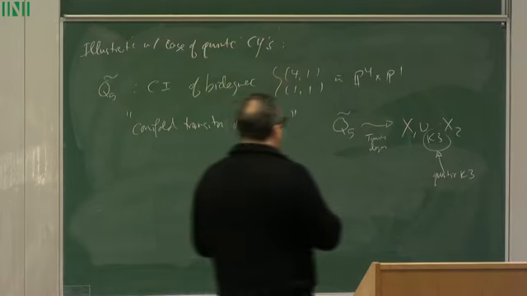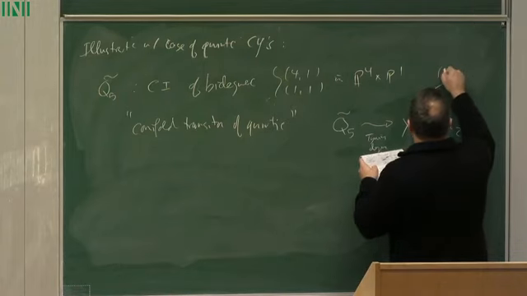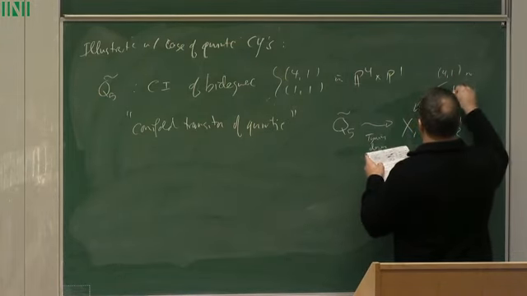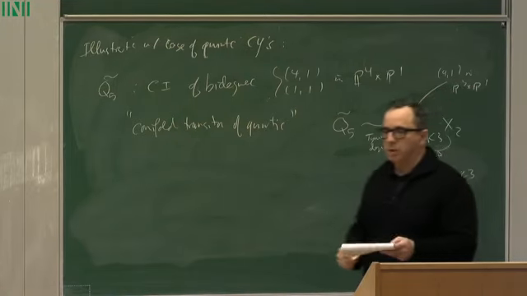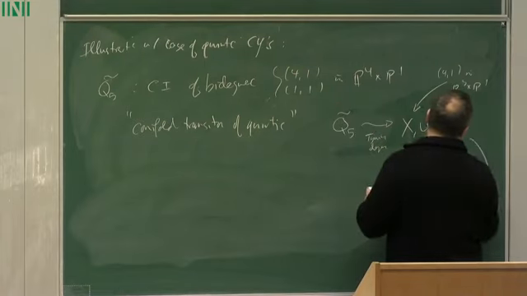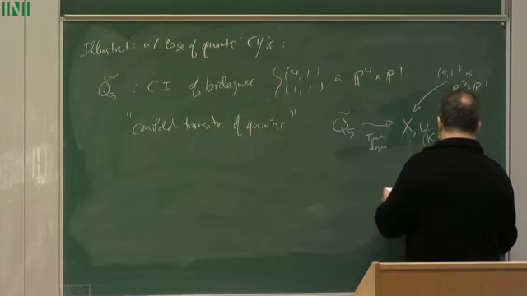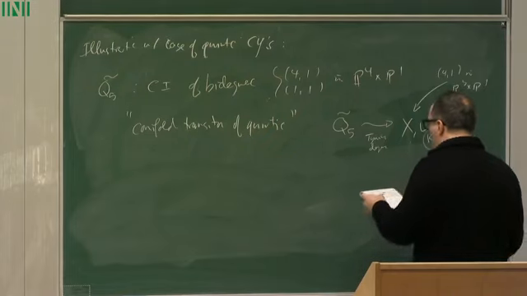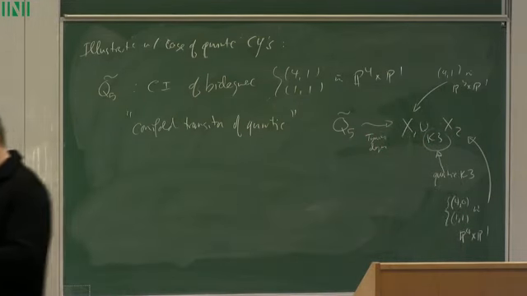Now, what are X1 and X2? Well, X1 is (4,1) in P3 cross P1, which is a blowup of P3 along a complete intersection of two quartic surfaces. And X2 is (4,0),(1,1) in P4 cross P1, which is the blowup of a quartic threefold along a complete intersection of two hyperplanes.